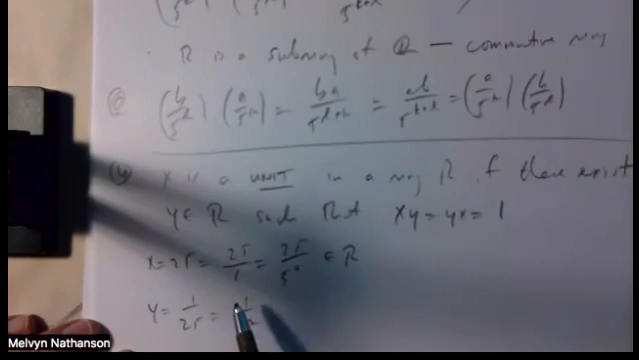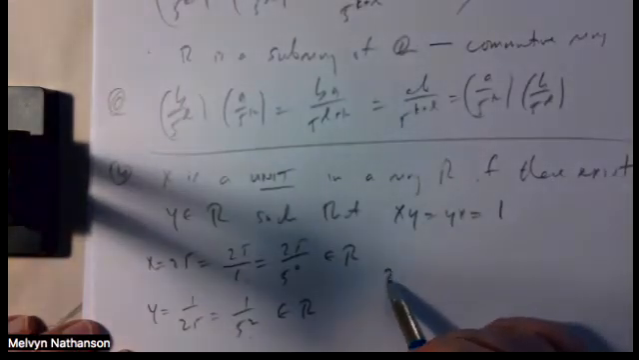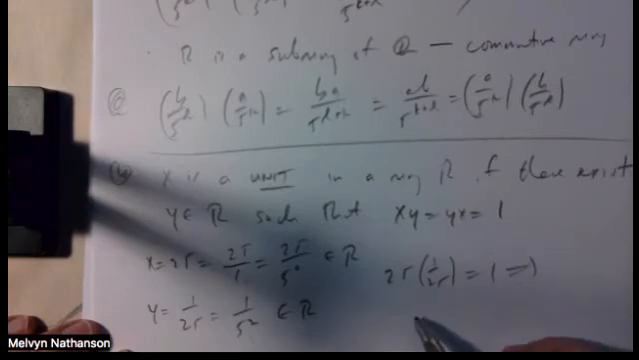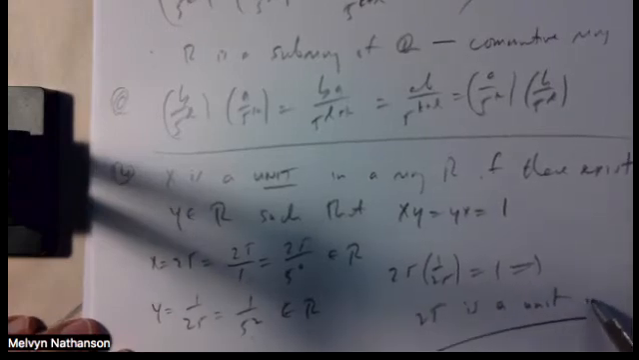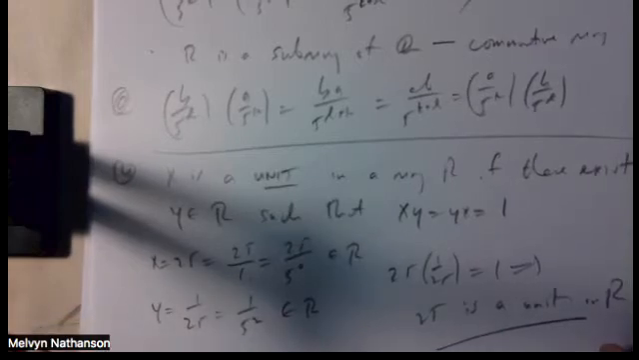I take y equal to 1 over 25. That's 1 over 5 squared. This is, again, a fraction where the denominator is a power of 5. So this is in R. And 25 times 1 over 25 is 1. So 25 is a unit in R. Its inverse, 1 over 25, is also in R.